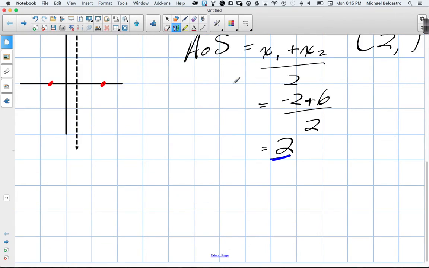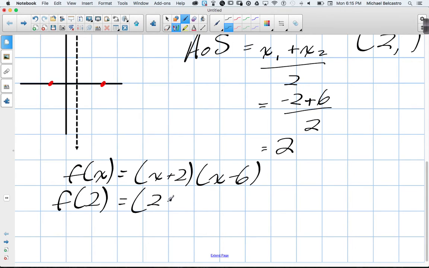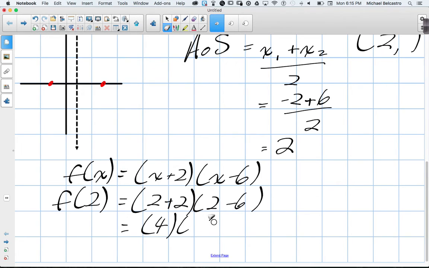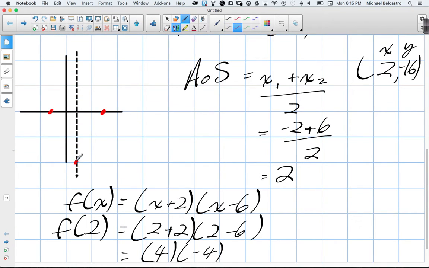So I'm going to rewrite that f at x. We're essentially finding f at 2. f at x was x plus 2, x minus 6. So f at 2 would be 2 plus 2 and 2 minus 6. You end up with 4 times negative 4, and 4 times negative 4 is negative 16. So the y value of the vertex is negative 16. Again, that's probably somewhere around here. That value is at 2 and negative 16.